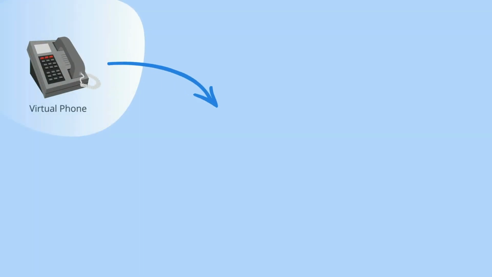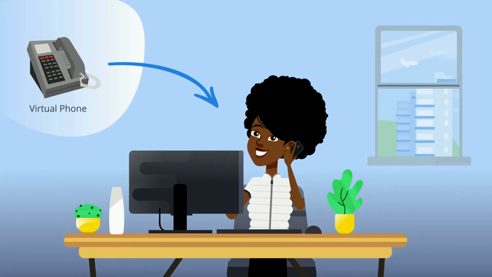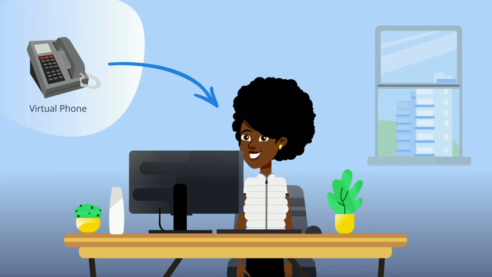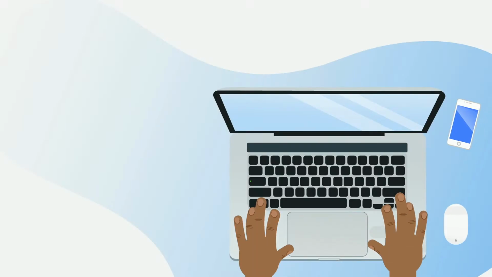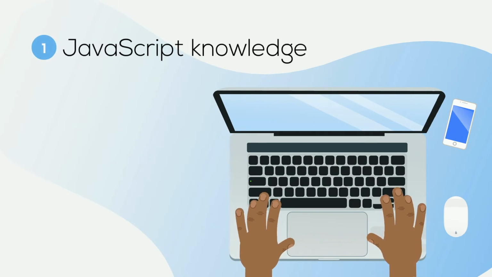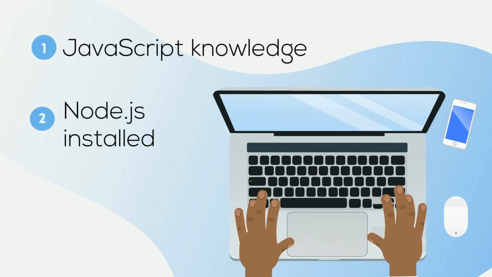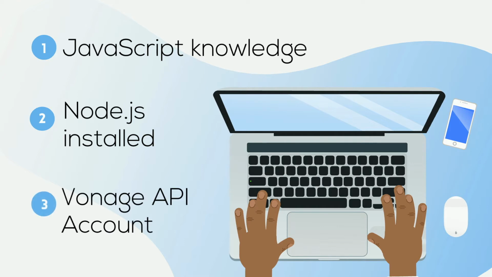In this tutorial, you'll learn how to forward calls received on your virtual phone number onto another person. With a minimal configuration and one webhook on a Koa server, you can pass inbound calls to any number you choose. Before getting started, you'll need some knowledge of JavaScript, Node.js installed on your machine, and a Vonage API account for your API credentials.